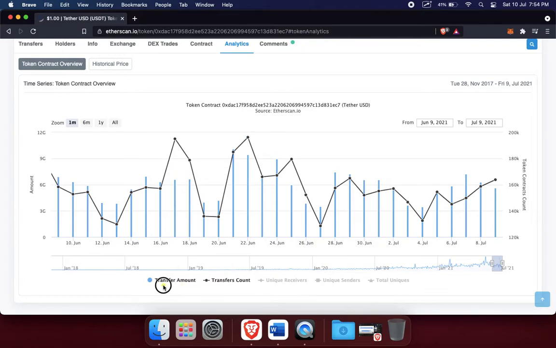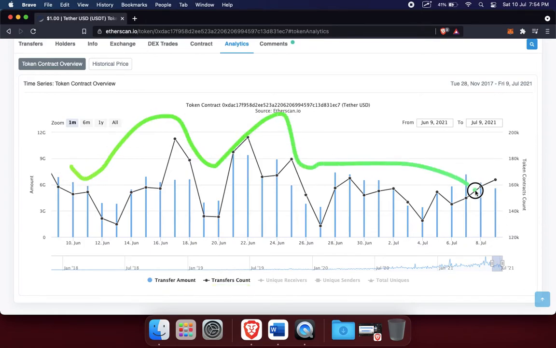So the previous one is the amount of USDT that was transferred. This is the number of transfers. A person could do 3 transfers but transfer $1 million, or they could do 100 transfers and transfer $1 million. So logically it should follow the graph, and it kind of does, as you can see.